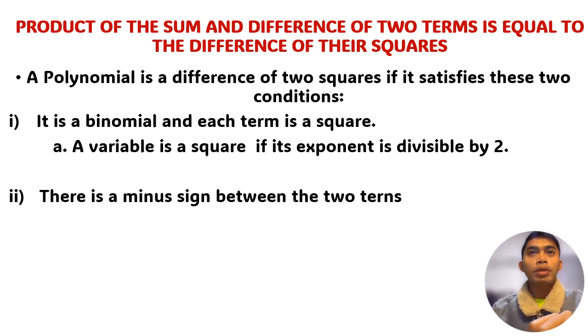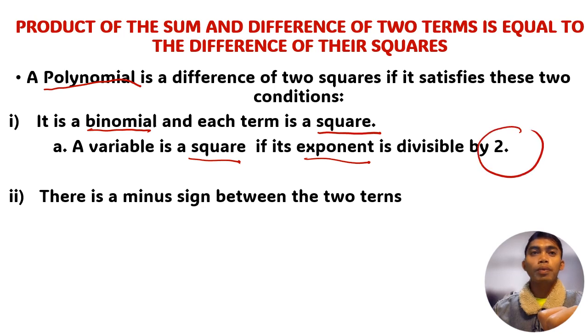So the product of the sum and difference of two terms is equal to the difference of their squares. Take note that a polynomial is a difference of two squares if it satisfies these two conditions. First, it is a binomial, so it has two terms and each term is a square. A variable is a square if its exponent is divisible by 2.